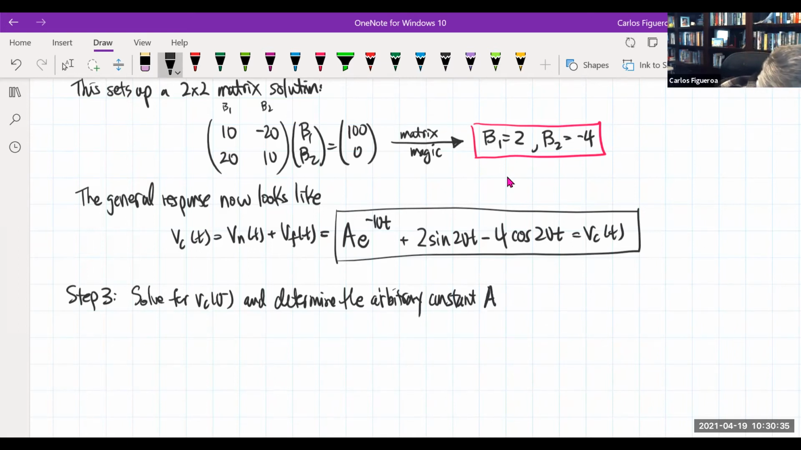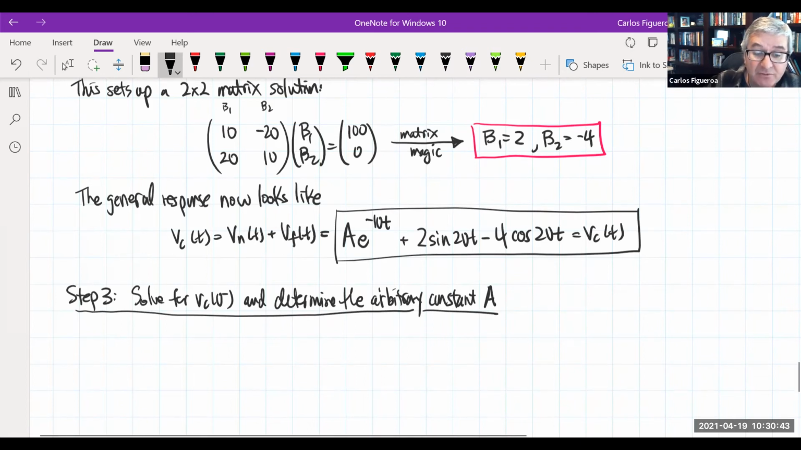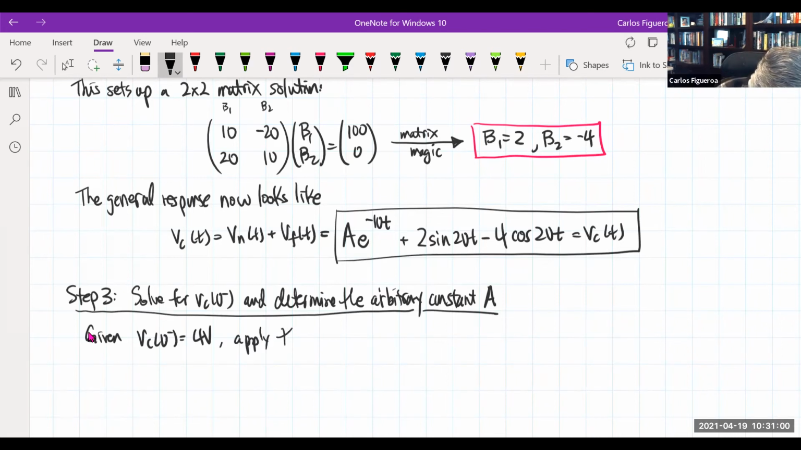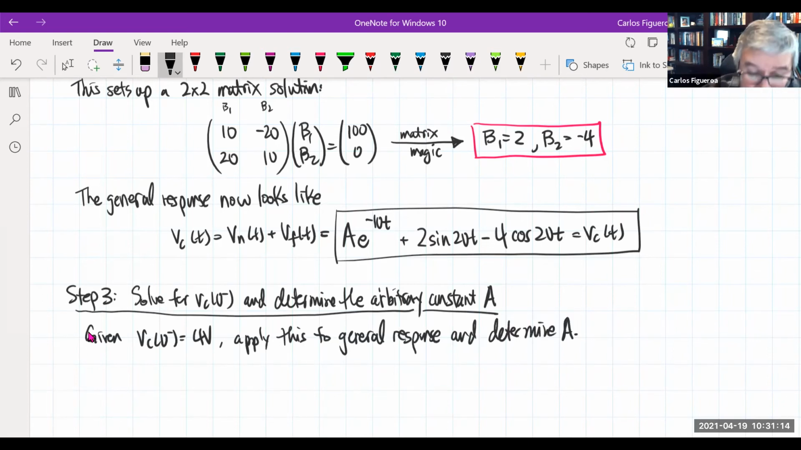Okay, so if I do that, we don't have to solve the initial condition. Why? It was given to us, right? We were given that VC of 0 minus was 4 volts. So I'm now going to apply this given to the general response and determine A. So here I go.